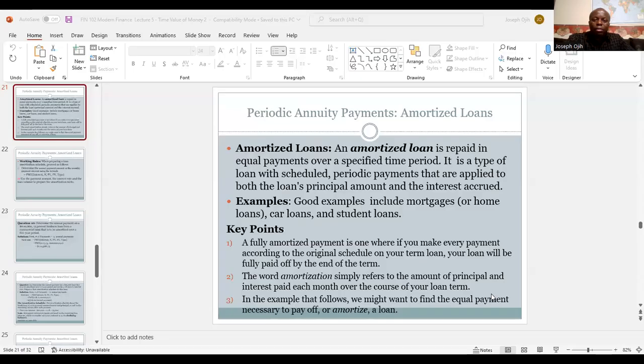My name is Joseph Ejike Oji, and our topic of discussion tonight in this lecture will be amortization loan, amortized loan, or amortization of loans.